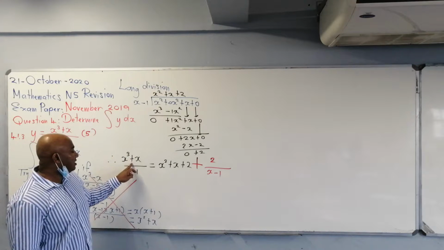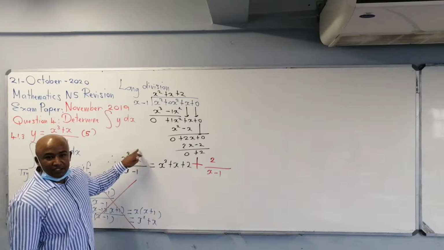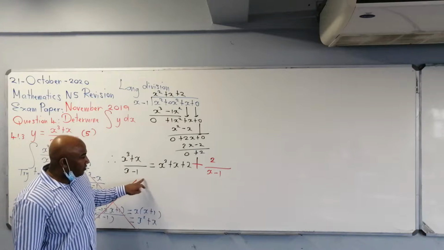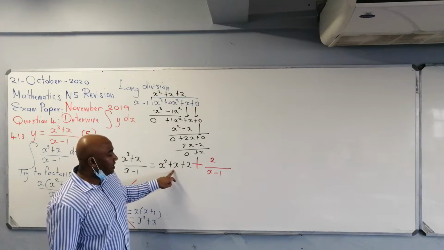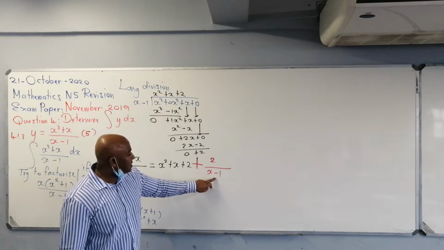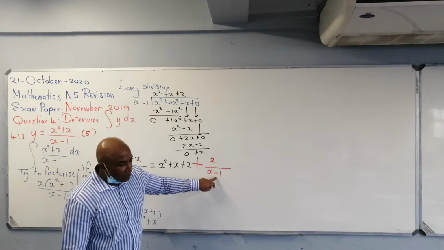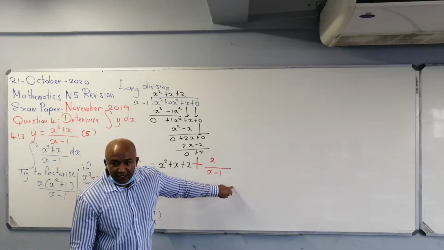3 cubed 27 plus 3 is 30. 3 minus 1 is 2. 30 divided by 2 is 15. 3 squared is 9 plus 3 is 12 plus 2 is 14. And 3 minus 1 there is 2. 2 divided by 2 is 1. 14 plus 1 is 15.